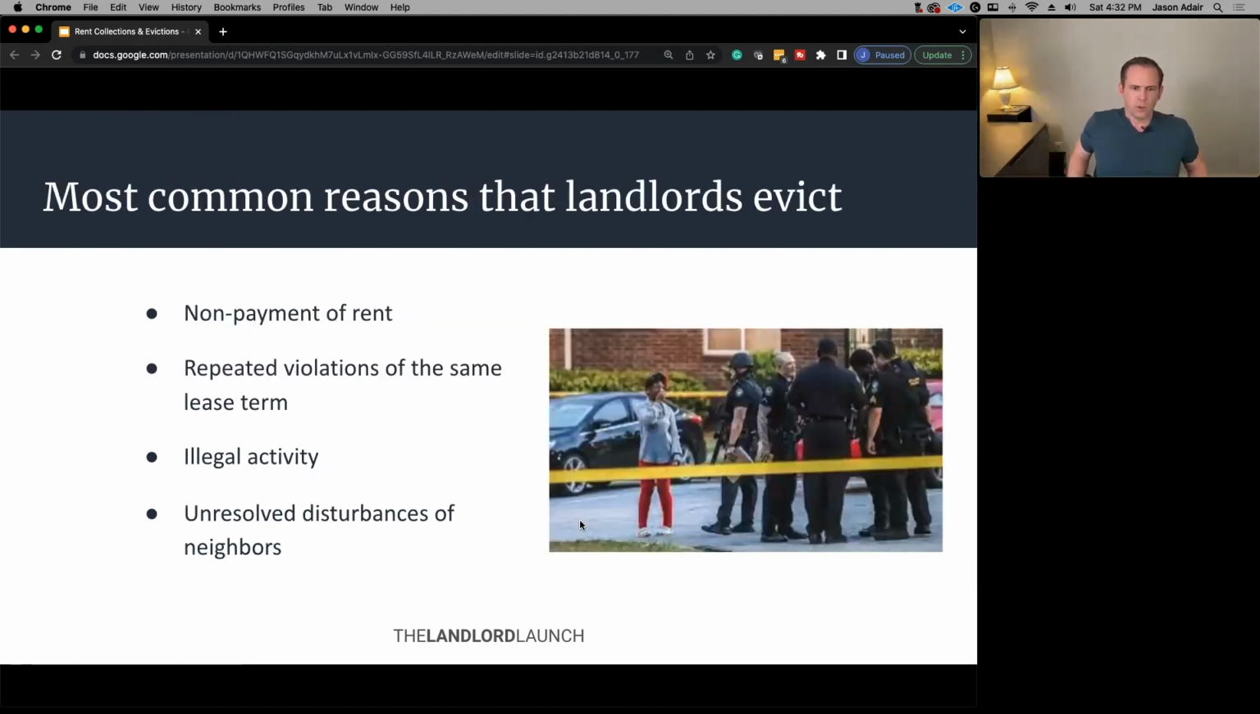Okay, so what are the most common reasons that landlords evict their tenants? Well, non-payment of rent is first and foremost. I would imagine that's where a majority of all evictions come from, and again, like we said, that's the number one agreement between a landlord and a tenant. I'm going to provide you this home to live in, and you're going to pay me rent in exchange. If they don't do that, they have to leave. It's as simple as that.